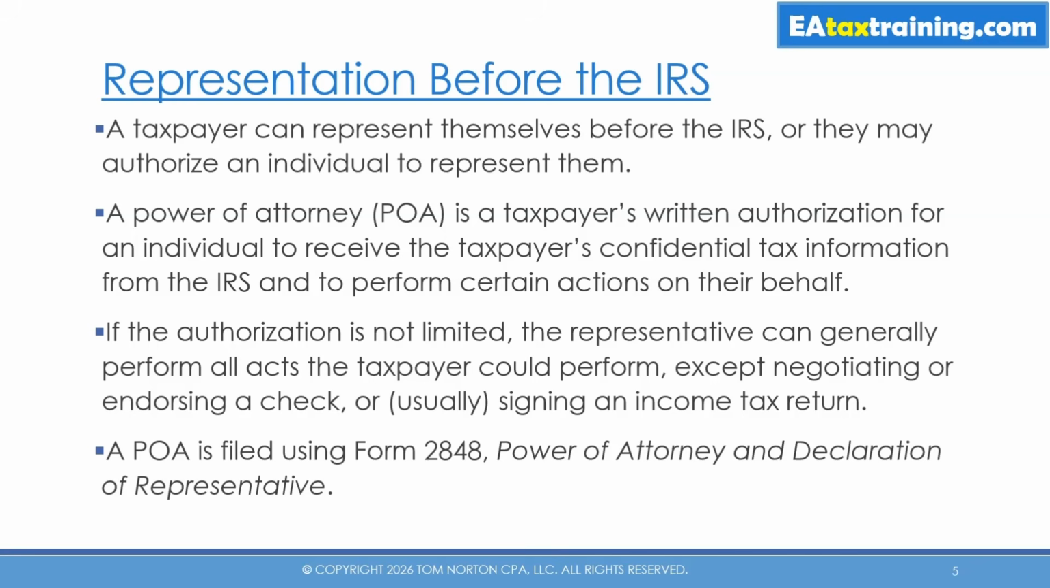And also, usually, you cannot sign an income tax return, though there are some exceptions to that, and we will talk about those. And the POA is filed using this Form 2848, which is called Power of Attorney and Declaration of Representative. So basically, what you are going to do is you will fill out this 2848, which we are going to show you. And then you are going to sign it as the representative. Then you will send it to your client, and then they will sign it. And then you will send it to the IRS.